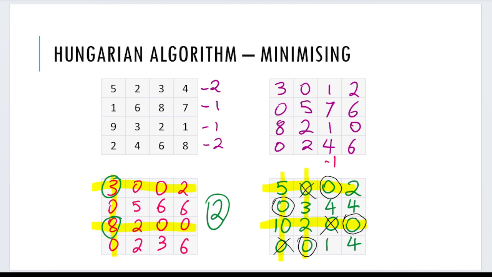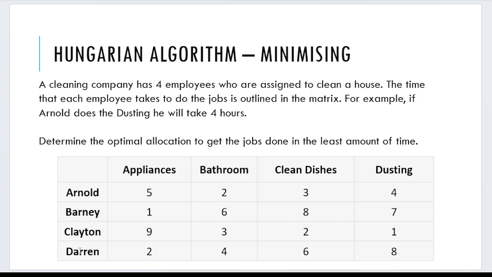So what we do with this shape here is we transpose, or put that, on top of our original matrix. So in our top left, we can take that over there and say that we've got this one here, this one here, this one here, and this one here. Looking at our original matrix, we've got Arnold, Barney, Clayton, and Darren, and they are doing appliances, bathroom, cleaning dishes, and dusting. So we're going to superimpose that onto this just so that we can make it extremely clear.